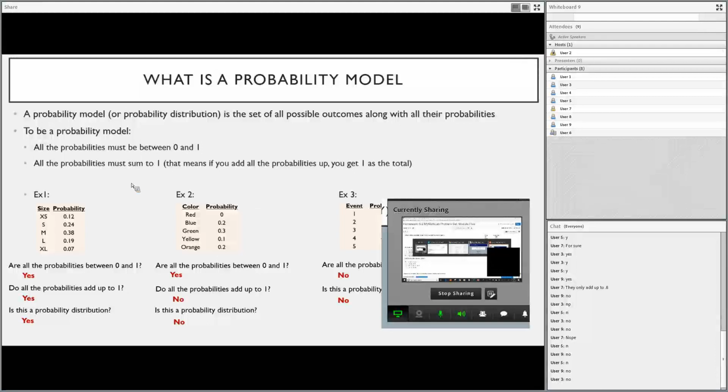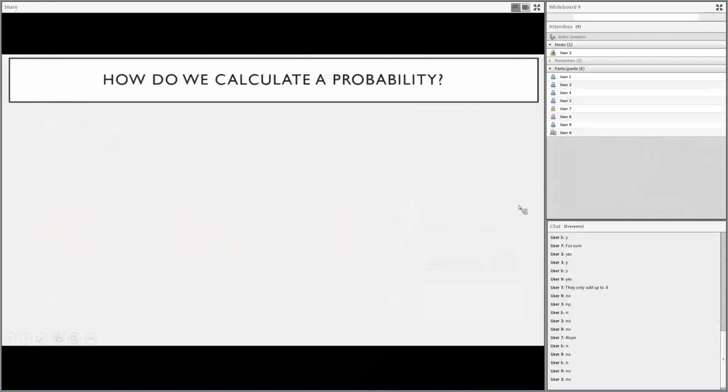Okay, so just remember that is what a probability distribution is. And if you're asked to determine if something is a probability distribution, those are the only two things you check. Are all the probabilities between 0 and 1, and do all the probabilities add up to 1? Okay?